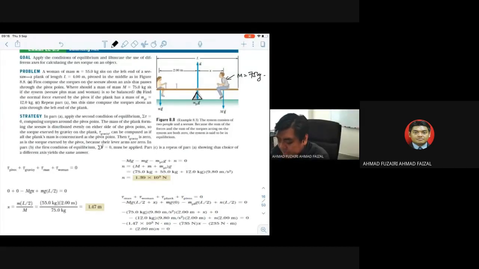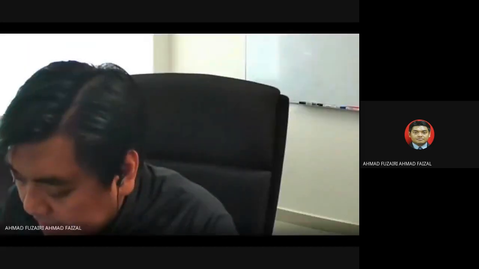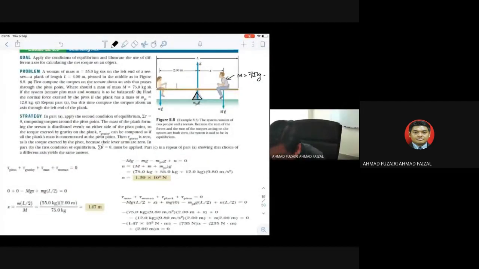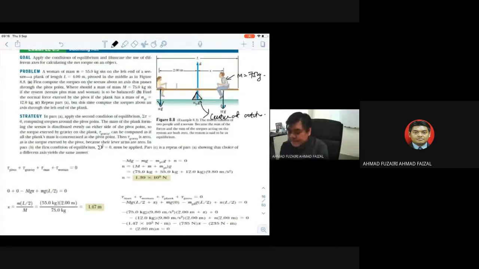Okay, find the normal force exerted by the pivot if the plank has a mass PL equals 12 kilogram. Okay, so nampak. Soalan pertama, first compute the torque. Compute the torque on a seesaw about an axis that passes through the pivot point. So pivot point ini akan jadi center of rotation. So, bila ada center of rotation, kita kena calculate torque ini dengan torque yang bawah.